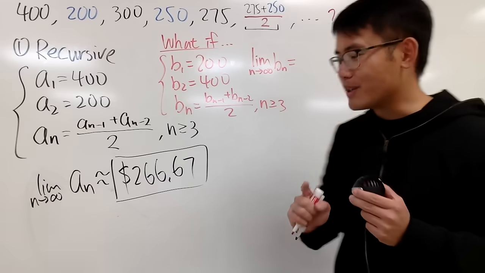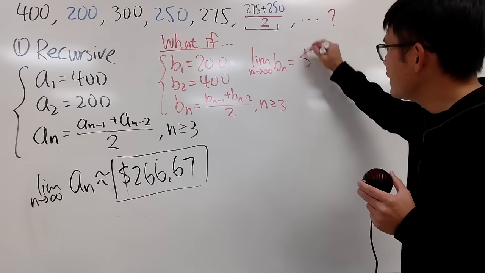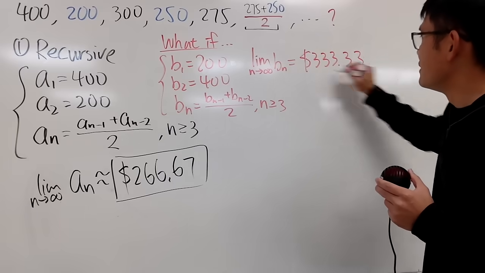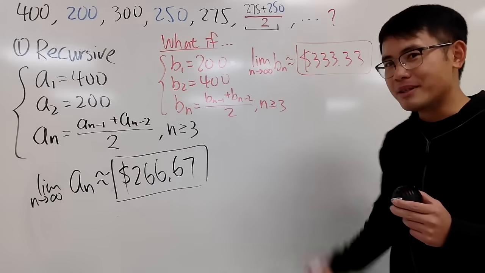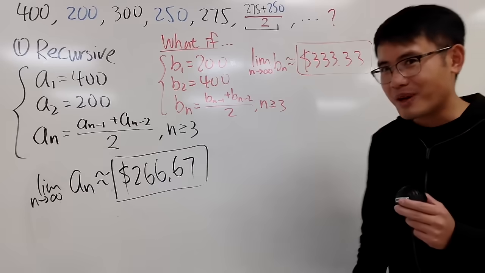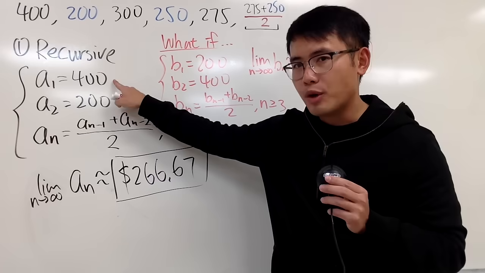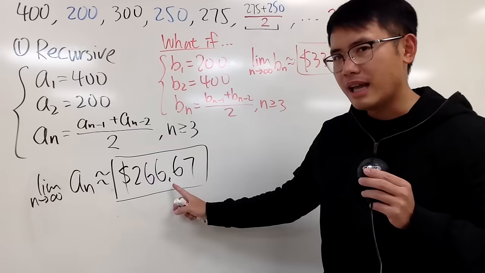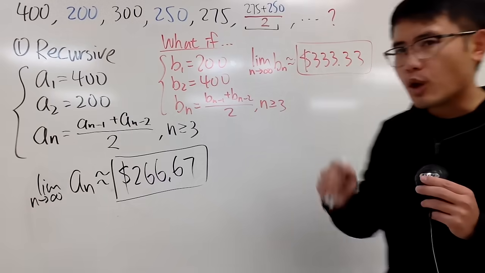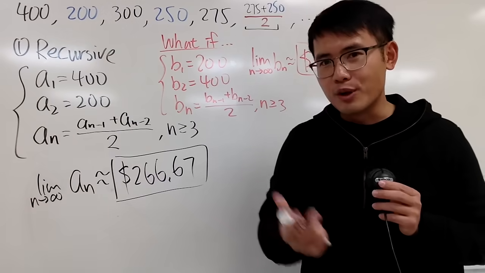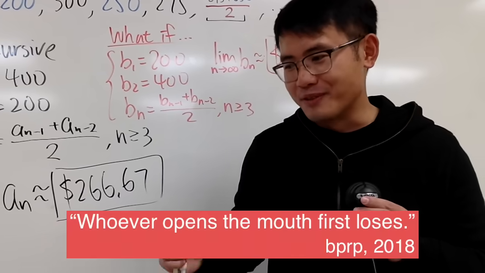Okay, now I will tell you. If we call the price first, we will end up paying $333.33, approximately speaking. Yeah, because I rounded, so that's why I put down the approximation right here. Yep, as you can see, if you let the seller open his mouth first, then you can pay less. And if you open your mouth first, you actually have to pay more. So this is like if you ever fight with your boyfriend or your girlfriend, you know, whoever opens the mouth first loses.